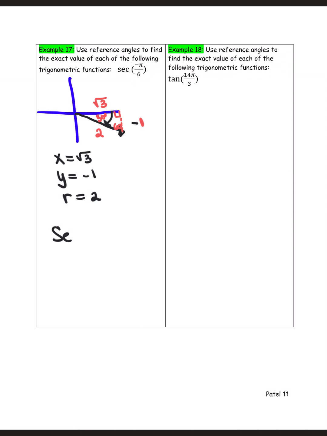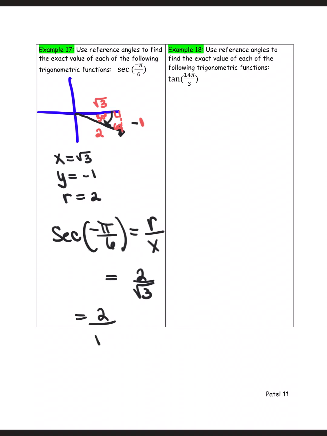So secant of negative pi over 6, remember secant is the ratio of r over x. So r is 2, x is square root of 3. And when we rationalize that by multiplying by square root of 3, we get 2 square root of 3 over square root of 9, which is 3.